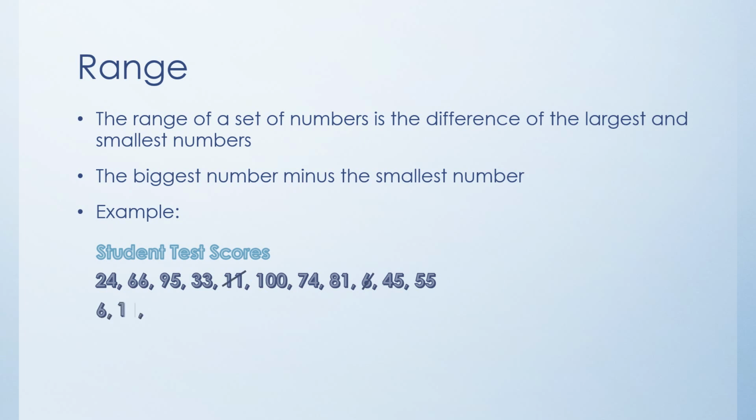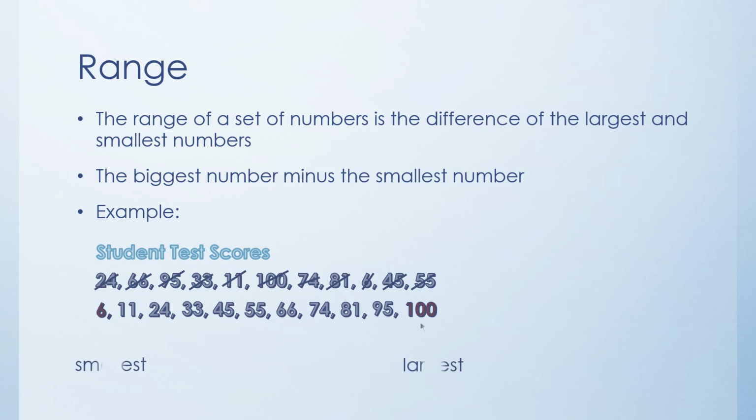6, 11, 24, 33, 45, 55, 66, 74, 81, 95, and 100. Now that I've ordered them from least to greatest, I can clearly find the biggest and the smallest number because they're located on either side of the set. Like that.